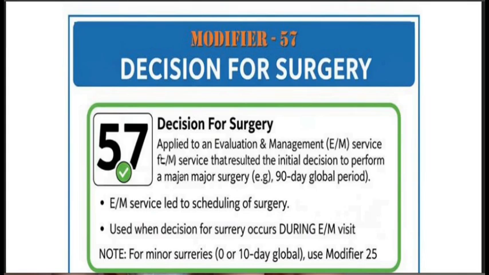Modifier 57, decision for surgery. When the decision for the surgery is made in the E&M service, that results in the initial decision for performing a major surgery. The keyword here is major surgery, which has a global period of 90 days, 0 to 90 days. The surgery will be planned for the same day or the next day. This is the E&M service related to scheduling the surgery, used when the decision of surgery occurred during the E&M service.